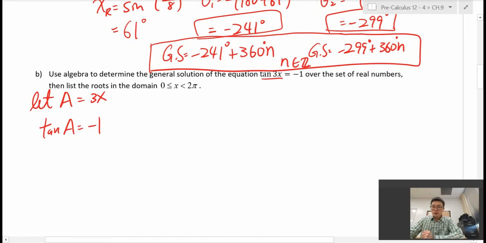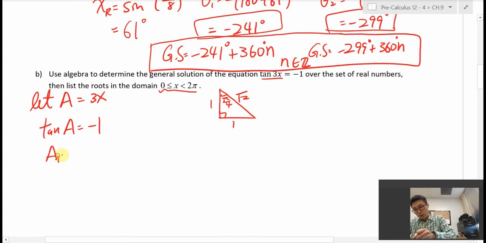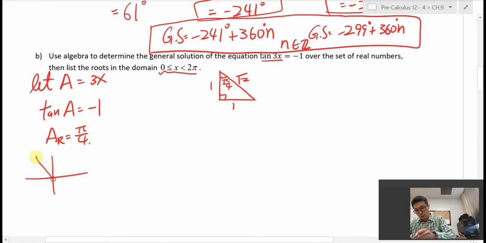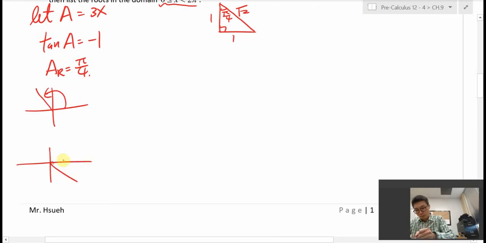Okay, this again is a special triangle. Now we're working with radians. Tangent is equal to 1 when, if you recall your special triangles, pi over 4, 1, 1, root 2. Opposite over adjacent is 1 over 1, so that's just 1. Now we know tangent is negative in quadrants 2 and 4. So I know the reference angle is going to be pi over 4. So now I know the answers are going to be here and here. Here's my A1, here's my A2.